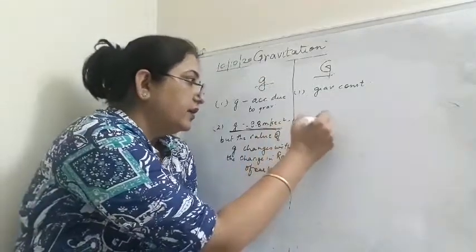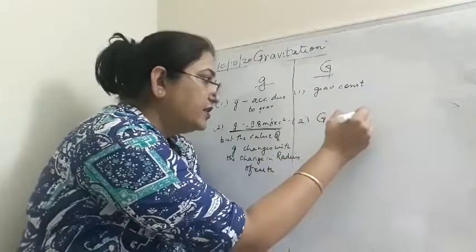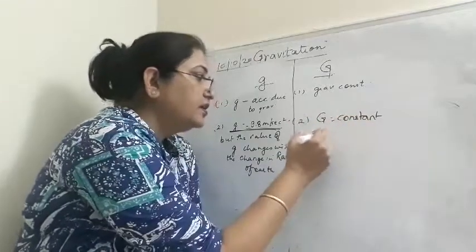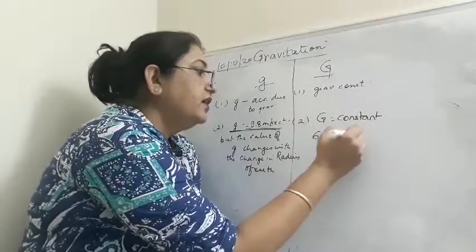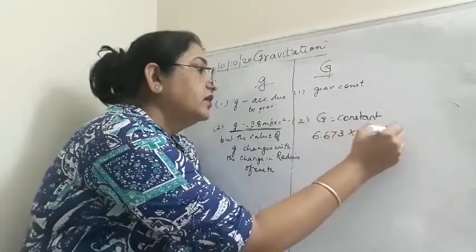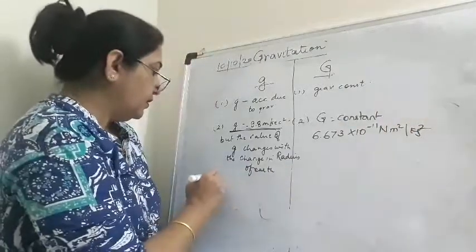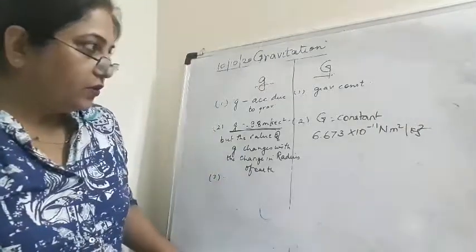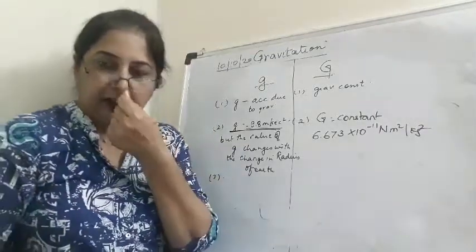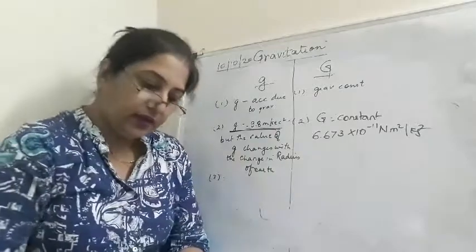Number 2 here, capital G has a fixed value. What is that? 6.673 times 10 to the power of minus 11. Okay, then number 3. Any other point you know, if you want, you can discuss. You can think over it and write it down.